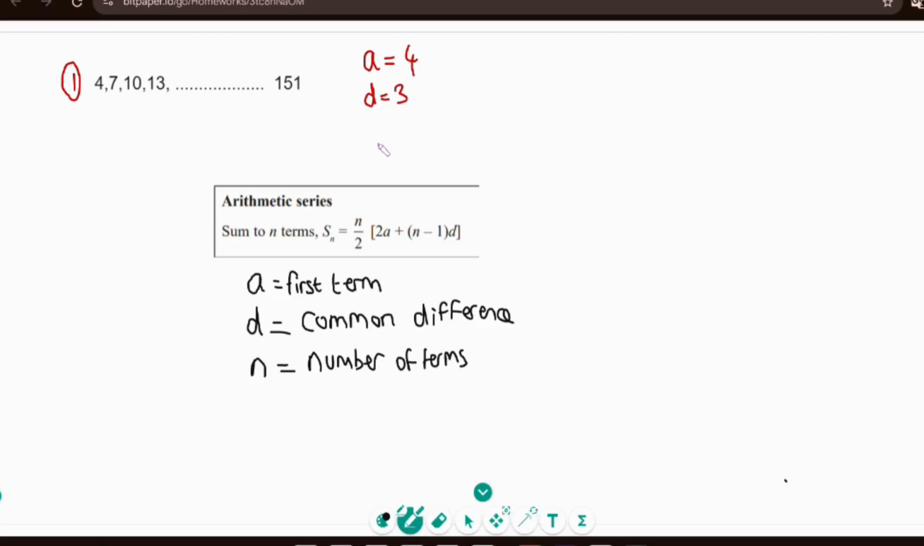The problem is we don't know how many terms are in this sequence. But remember the nth term is this. So we can use that, because we know A and D, to find out the nth term. So let's find out the nth term. A is 4. Common difference is 3. And I'm just going to put my 3 at the front.